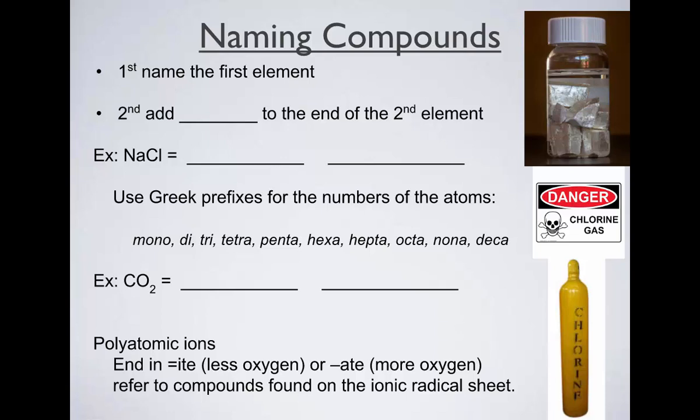For the second non-metal, usually we change the ending from what it is in the periodic table to "ide," and that gives us the name of our compound. For example, if we take sodium and chlorine, we would say take the first element, sodium. We take chlorine, change it to chloride, and we have sodium chloride. That's the name of this compound.